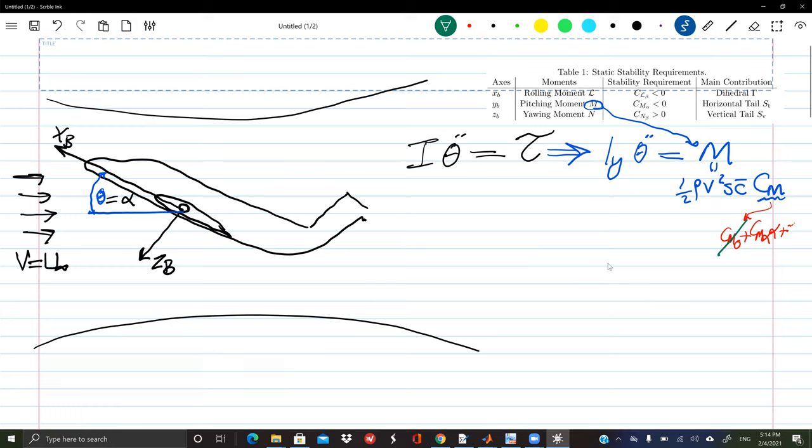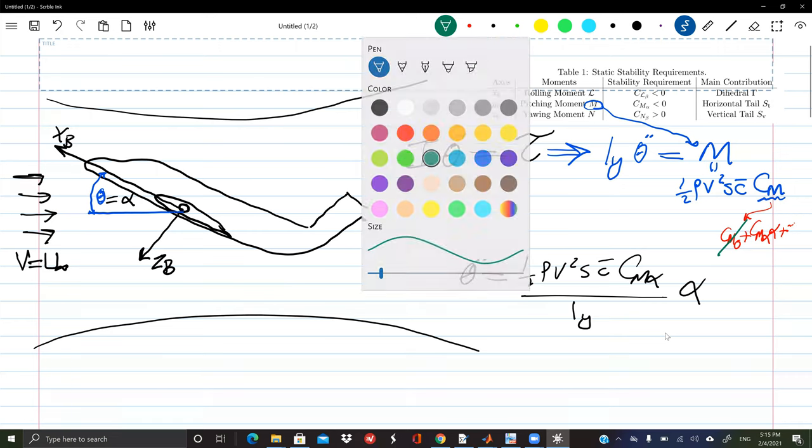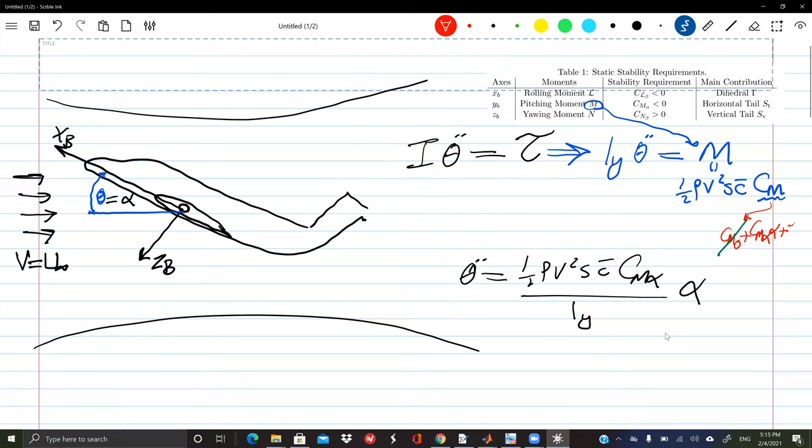So now I have theta double dot equal to 1/2 rho v squared S c bar Cm alpha over Iy times alpha, plus there are expressions with delta elevator. Let's assume that I will not move my elevator for this motion. I just let the airplane move freely without applying an elevator. So this is indeed my equation of motion. The last thing, as you can see from here, is that this alpha is indeed my theta.